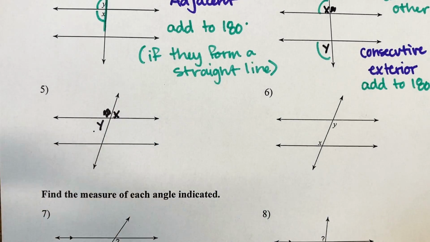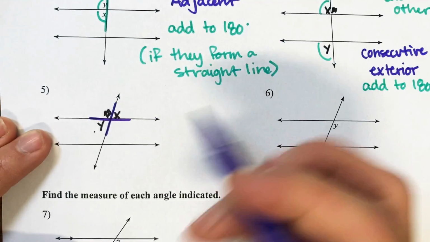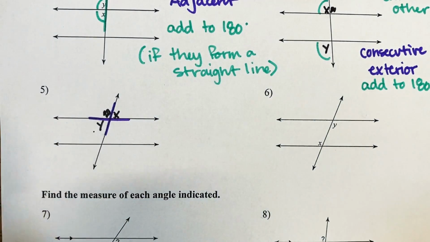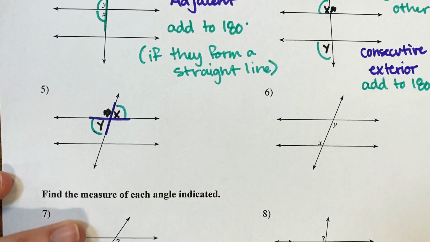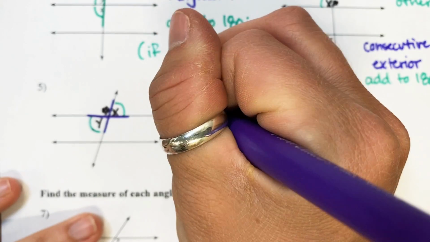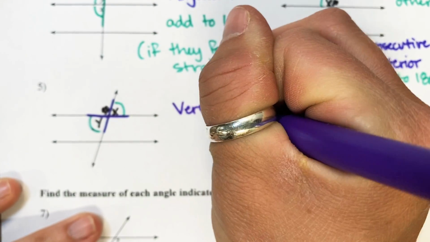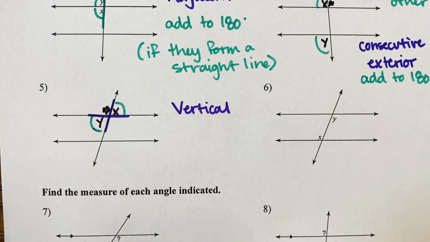Okay, but notice how these angles are right across from each other. They're in the middle of that X and they're on opposite sides. They're right across from each other. These are what we call vertical angles, when they are right across from each other on that X. Well, vertical angles are always equal to each other.